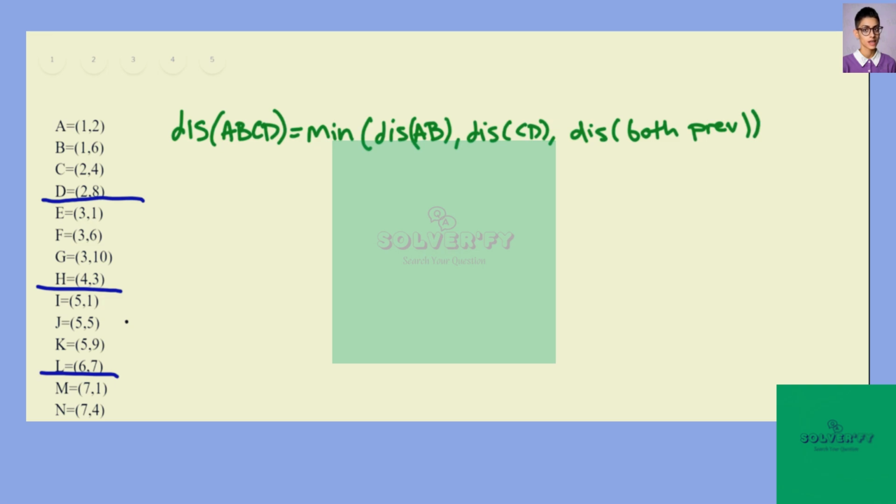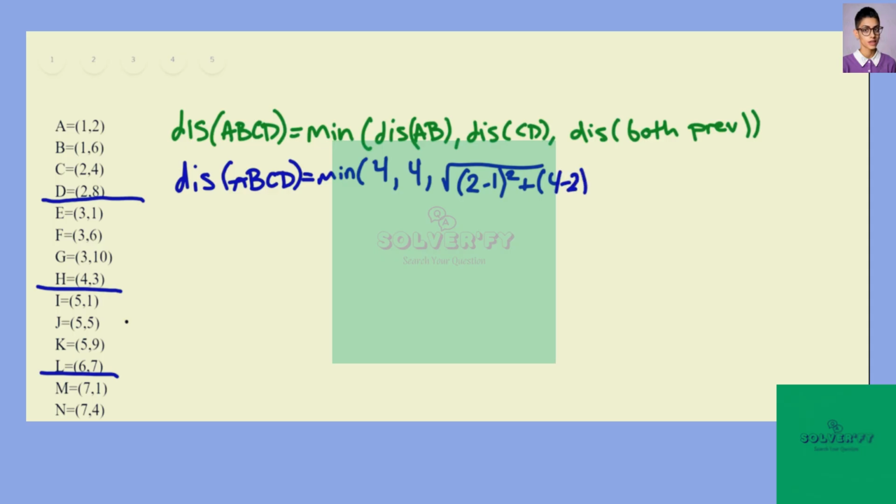Okay, so let's do this for real with actual A, B, C, D. So distance from A, B, C, D will be the minimum. So the distance from A to B was 4. The distance from C to D was 4. And then we want something from both lists here. So we'll choose, in this instance, C and A. Okay, so that's going to be the square root of 2 minus 1 squared plus 4 minus 2 squared.